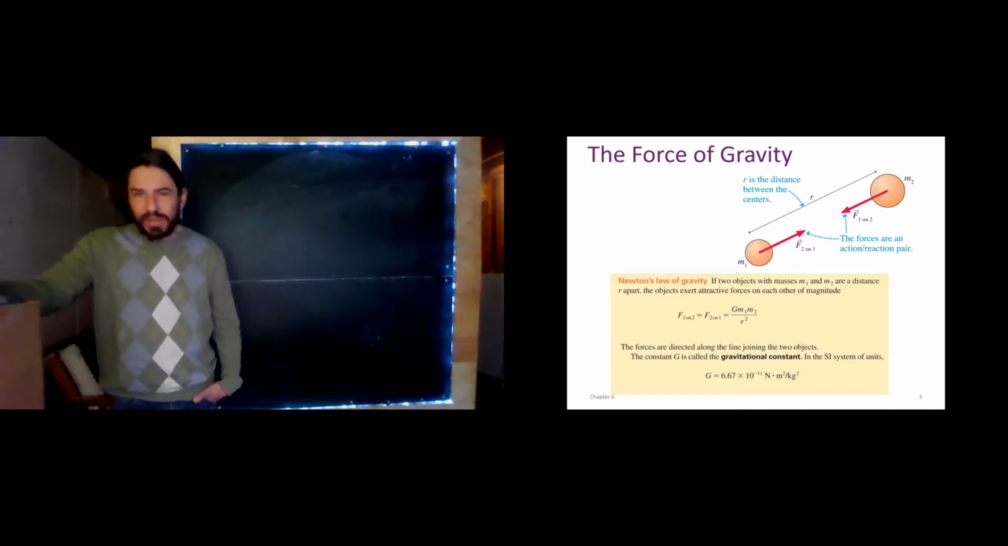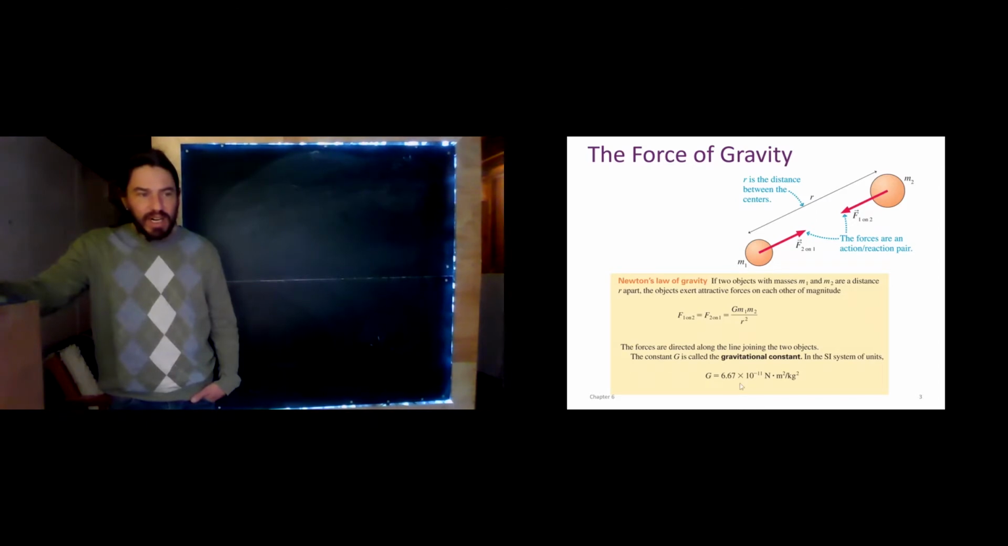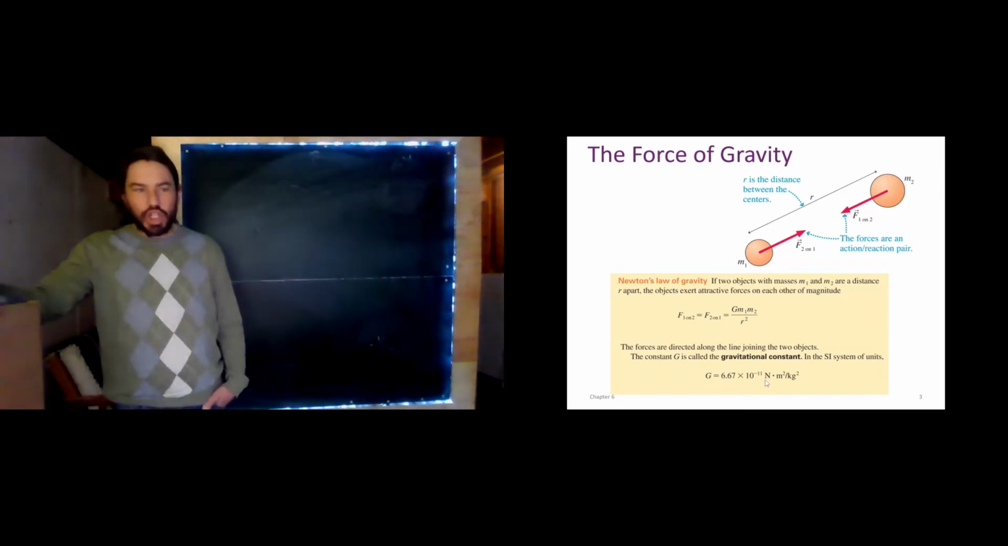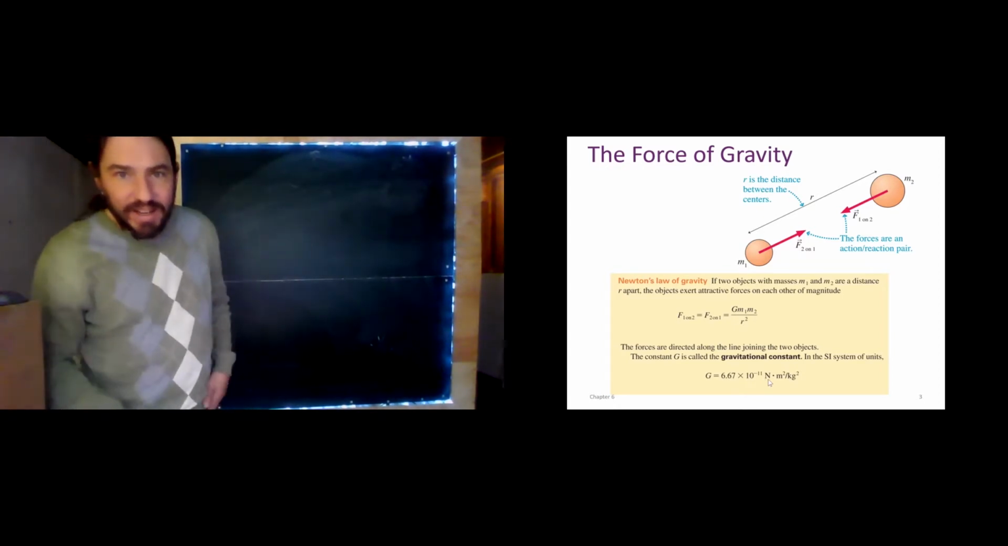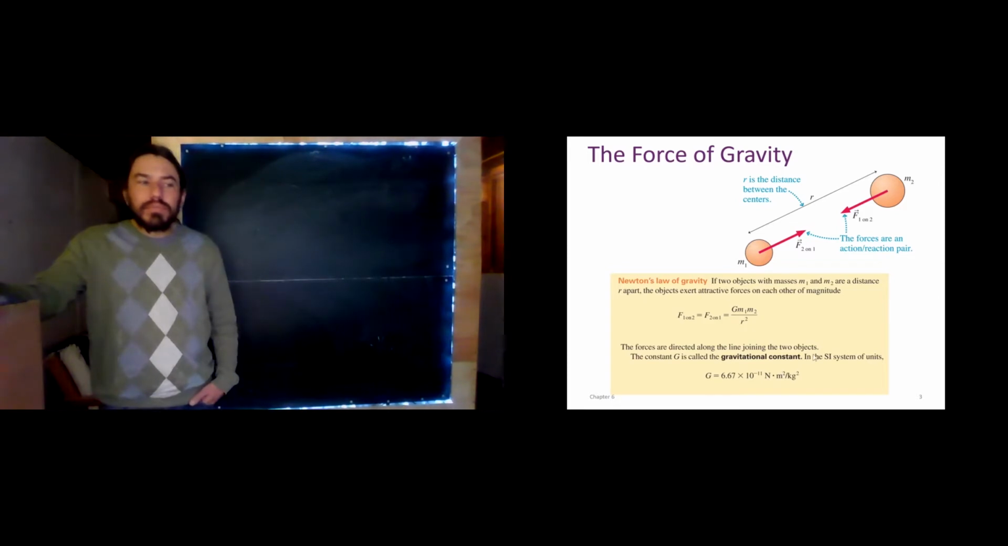And Newton didn't know what that was at this time, right? This number right here was not discovered until the 1700s. A man named Cavendish was able to measure the gravitational force between a couple of lead spheres. And so Cavendish was able to come up with the first good number for G. Prior to Cavendish, all we had was that they were proportional, but we didn't know the proportionality constant.